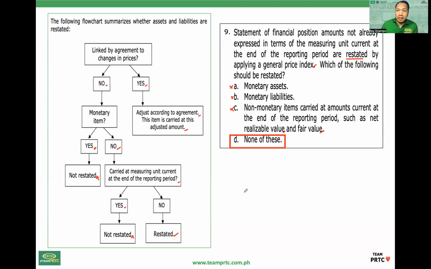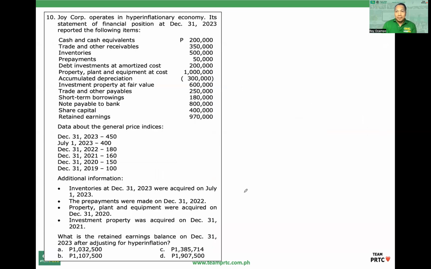Now, let's combine the concepts in number 8 and 9. So, let's restate assets, liabilities, equity. The requirement: retained earnings. Again, retained earnings is the residual, the balancing figure. So, after restating assets, liabilities, and other components of equity, the balancing figure is retained earnings. Okay? Now, first, again, identify.